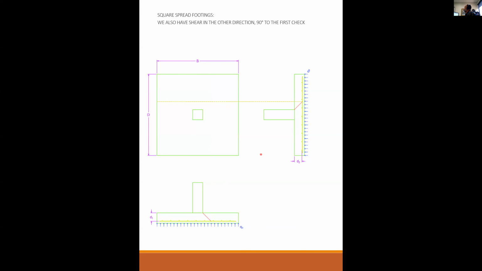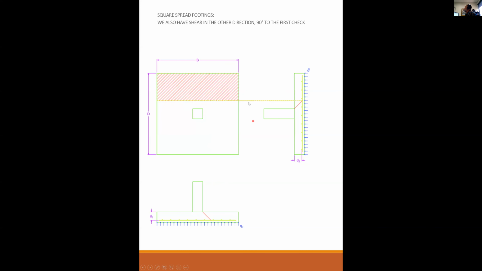We also have shear in the other direction, 90 degrees to the first check. So now we just looked at shear along this surface. We could also have shear along this surface. So this surface is going to be equal to, again, QU, but now it's times this hatched area being resisted by this plane. And you might think, well, why do I have to bother doing it on two sides? Aren't they the same? Well, they're not always the same.